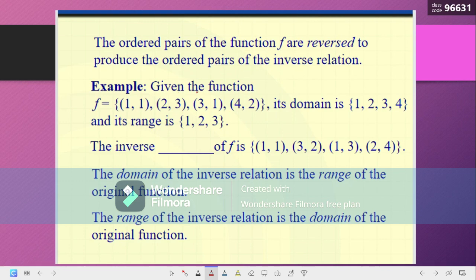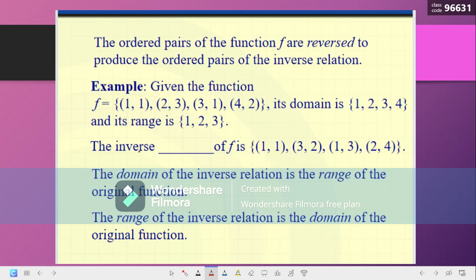Example, given the function f, you have here the set of ordered pairs (1, 1), (2, 3), (3, 1), (4, 2). Its domain is 1, 2, 3, and 4. And its range is 1, 3, 1, and 2. As you've noticed, 1 is repeating, so we're going to write that once only if we express the range in set notation.